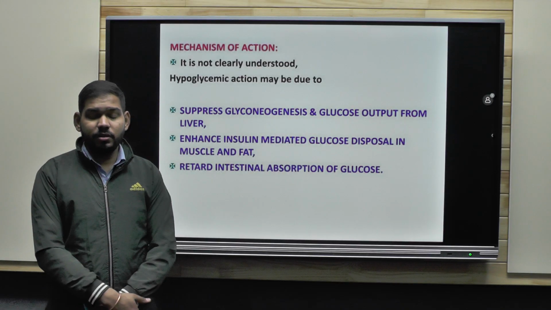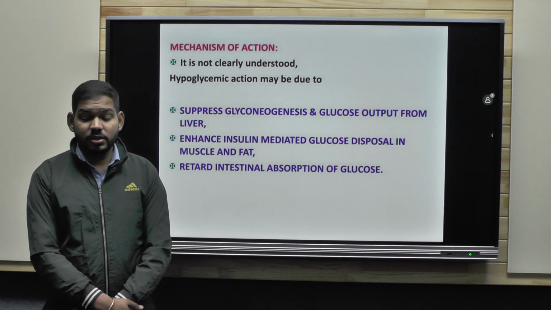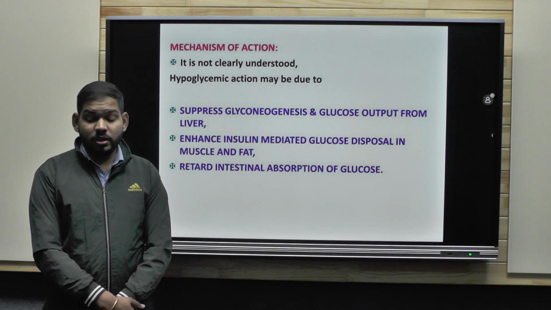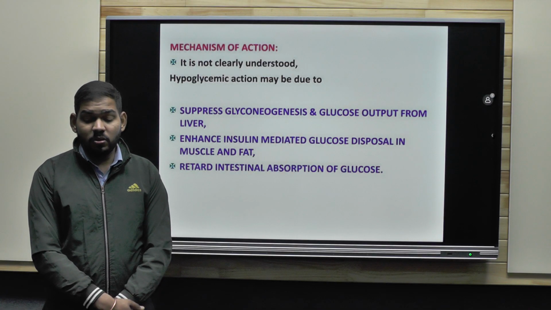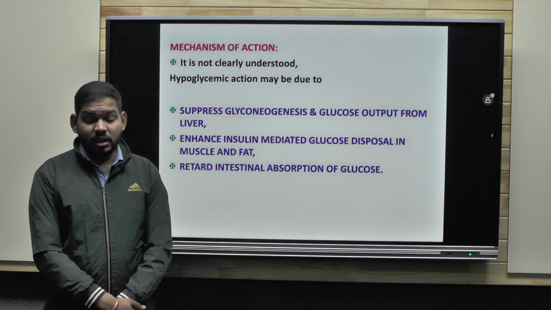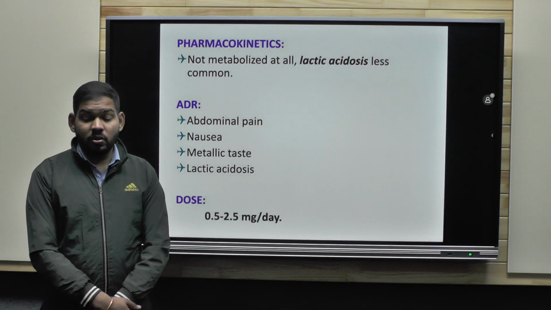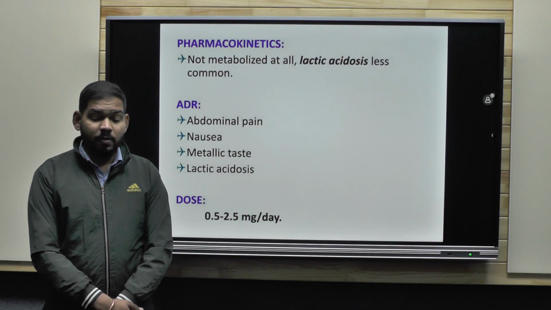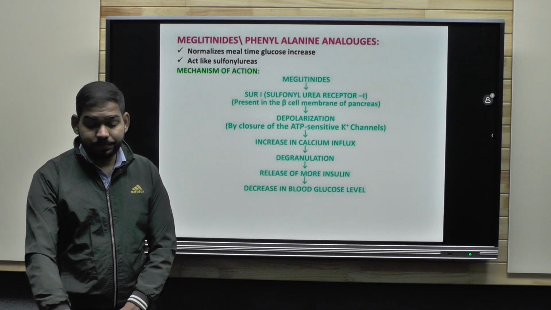What is the mechanism of action for the biguanides? It is not clearly understood. Hypoglycemic action may be due to suppressed gluconeogenesis and glucose output from the liver, and increased insulin mediated glucose disposal in the muscle and fat, and retarded intestinal absorption of glucose. What are the pharmacokinetics? Not metabolized at all. Lactic acidosis is less common. What are the ADRs? Abdominal pain, nausea, metallic taste and lactic acidosis. The recommended dose is 0.5 to 2.5 mg per day.